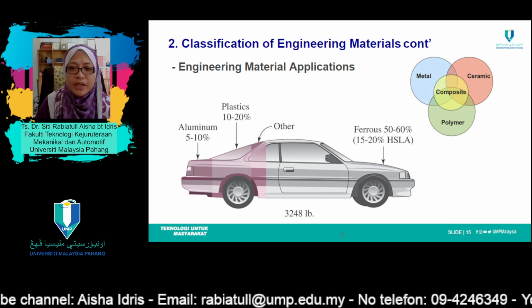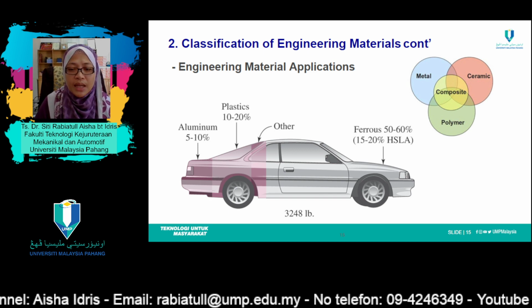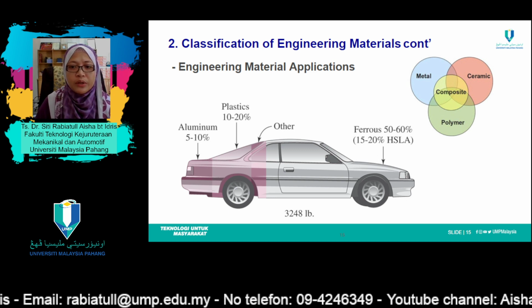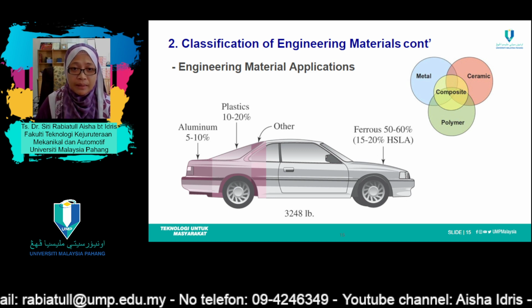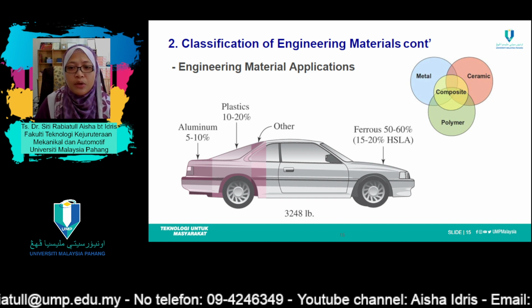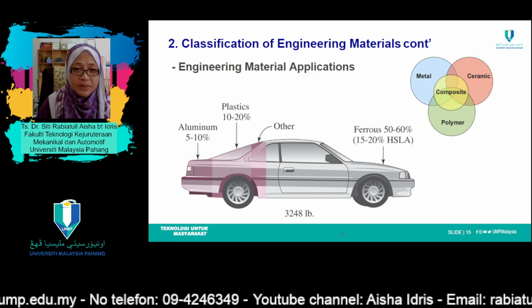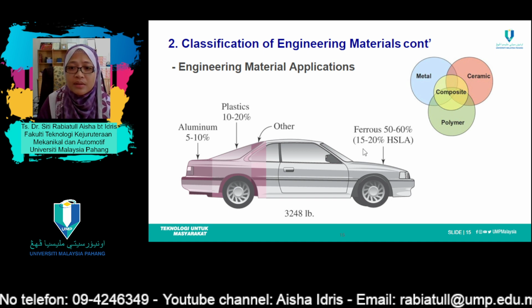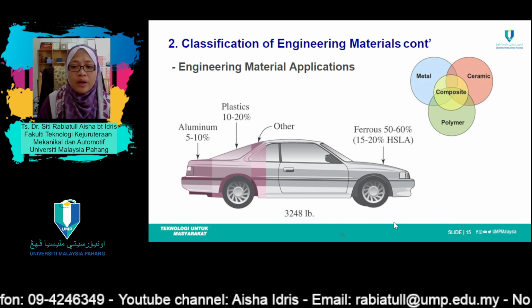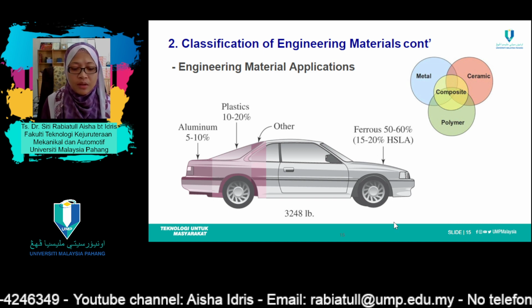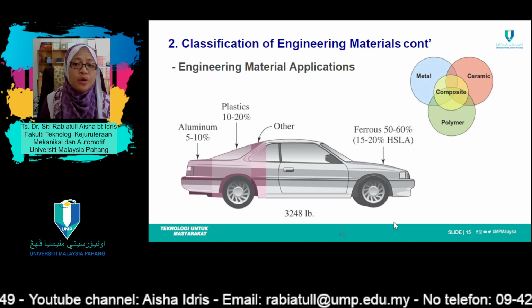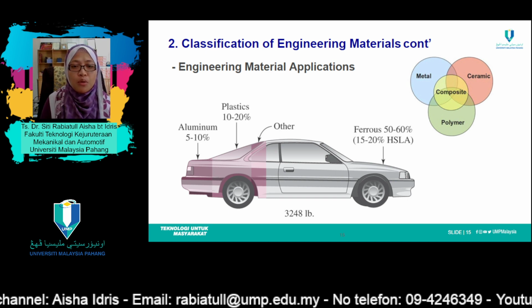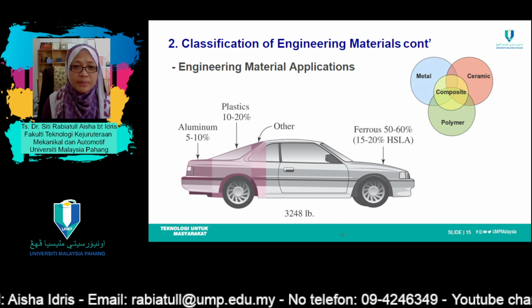And as for the application, for example, a car. To produce a car, they don't use only metal or steel. They use a combination of different types of materials, for example, aluminum, plastic, ferrous metals, and so on and so forth. And finally, they will come out with a car. So to produce certain types of product, normally we always use more than one type of material.